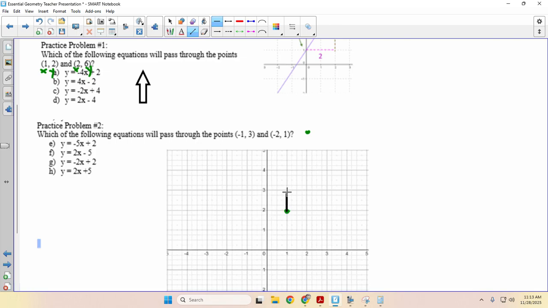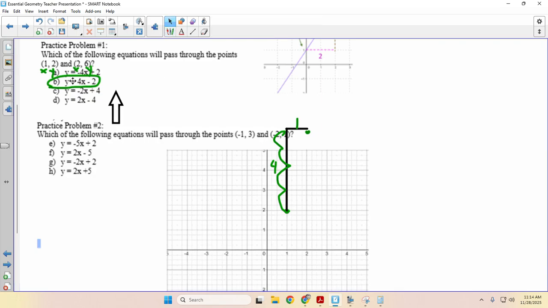So we're going to count up how many rainbows and over how many rainbows. And so it's going to be 1, 2, 3, 4, and over 1. So you can see, oh, it has to be this guy right here, because this was the only one that has a slope of 4. All the other ones, this is -4, this is -2, and this is +2. But we're going to finish this up just to make sure we have the right one for sure.